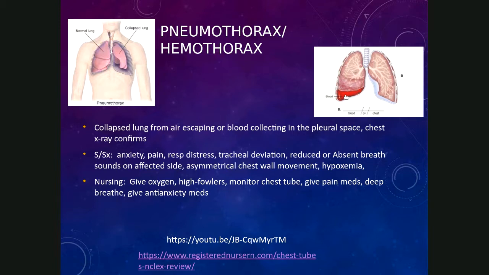Asymmetrical chest wall movement. You'll see the right side of the chest go up and down, and if it's on the left side, vice versa, okay? You'll see that unilateral movement and hypoxemia. So as the nurse, we're going to sit that patient up. We're going to give that patient oxygen. We're going to monitor their chest tube if a chest tube has been placed.